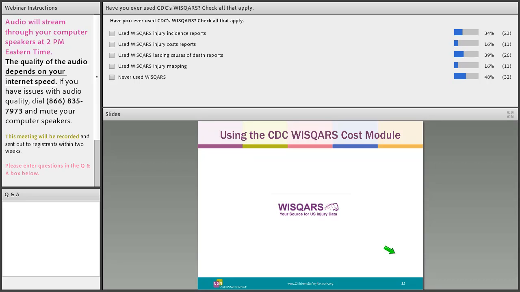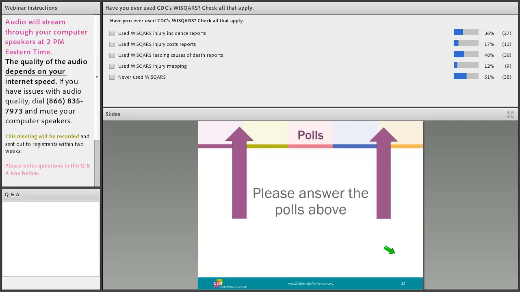Okay, good afternoon, everyone. Well, before discussing the use of CDC's WISQARS cost module, we'd like to get some responses to your poll question, so regarding, have you ever used CDC's WISQARS?